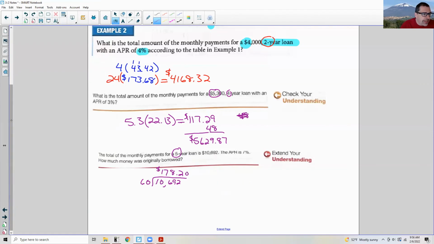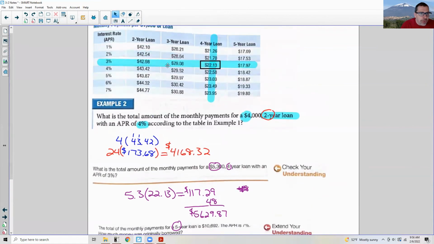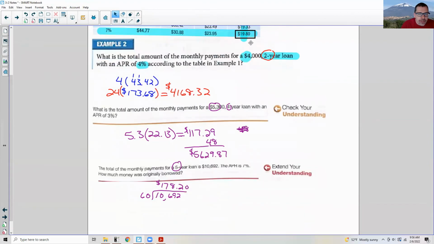First, let's take a look at the table. So we have an APR of 7%. So that would move this down to here. We're talking about a 5-year loan, which is here. So the monthly payment is $19.80 per thousand. And we're paying $178.20.